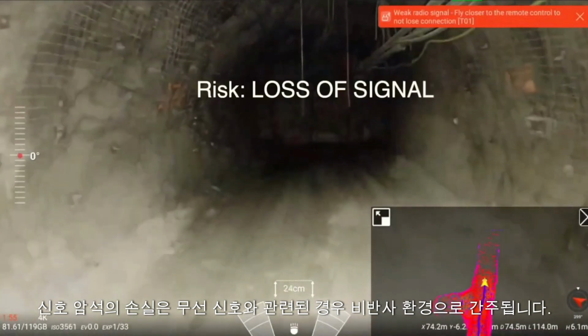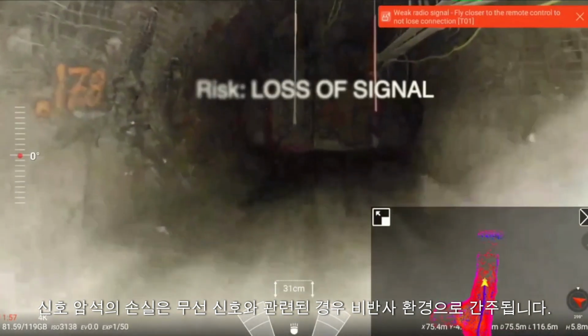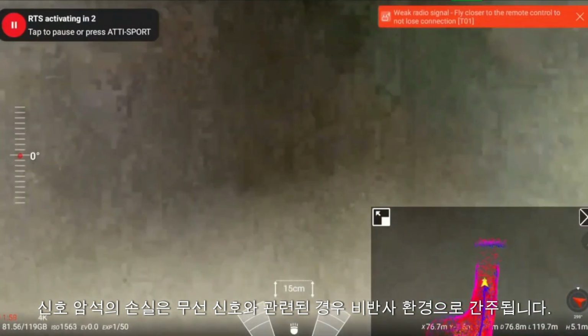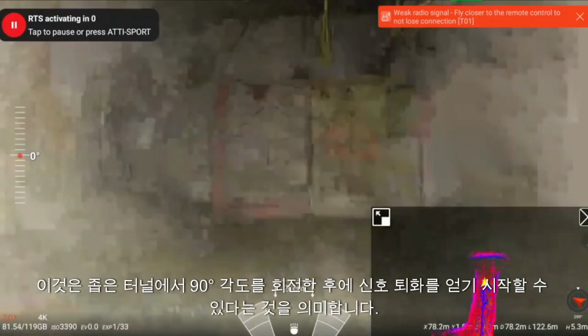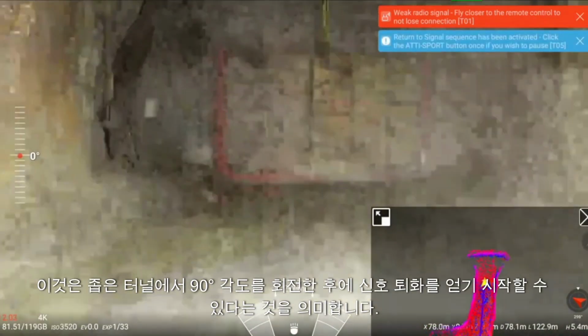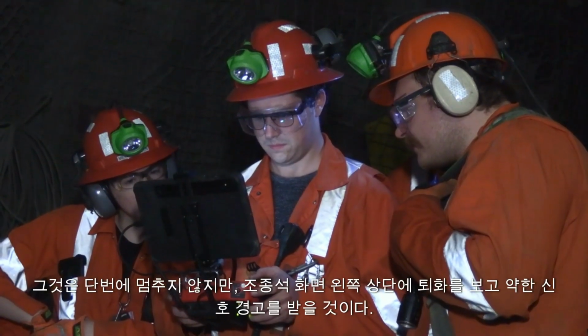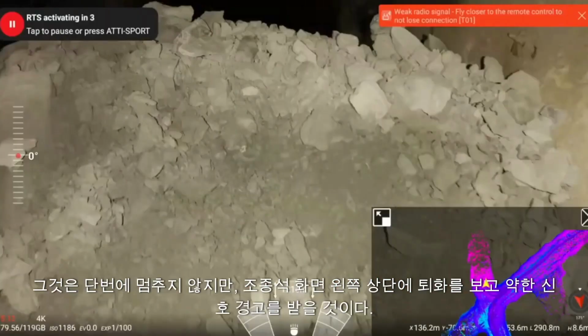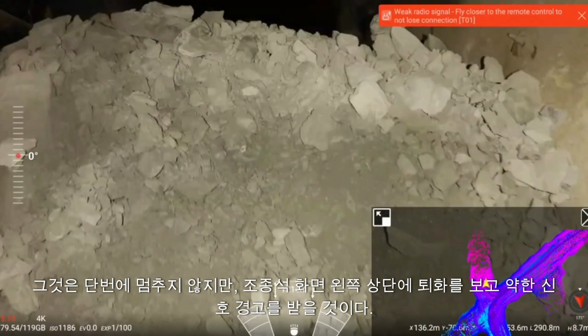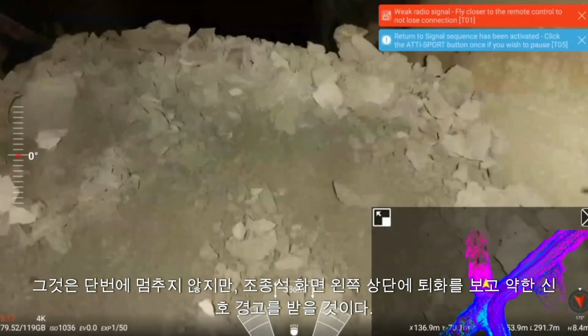Loss of signal. A mine is considered a non-reflective environment when it concerns the radio signal. This means that after a 90-degree angle turn in the narrow tunnel, you might start to get signal degradation. It will not stop at once, but you will see the degradation on the top left of the cockpit screen, and you will get a weak signal warning.